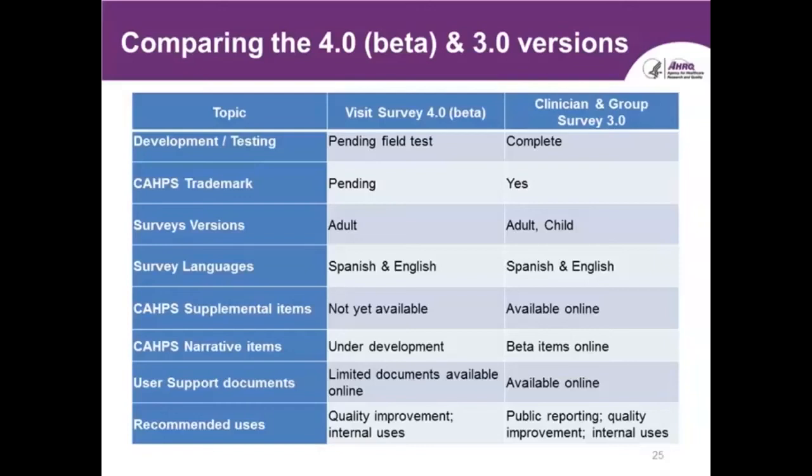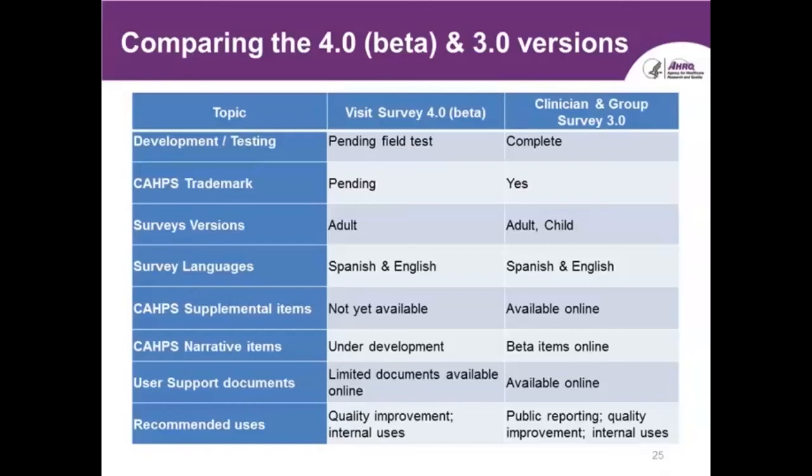Supplemental items are additional survey items that you can add to the CAHPS core to either drill down on or get additional information about particular areas that may be of interest to you. These may be CAHPS prepared supplemental items, or they could be your own, what we refer to as homegrown supplemental items. So what we're referring to in this table here is there's a database of CAHPS supplemental items that are available for the 3.0 version of the survey.